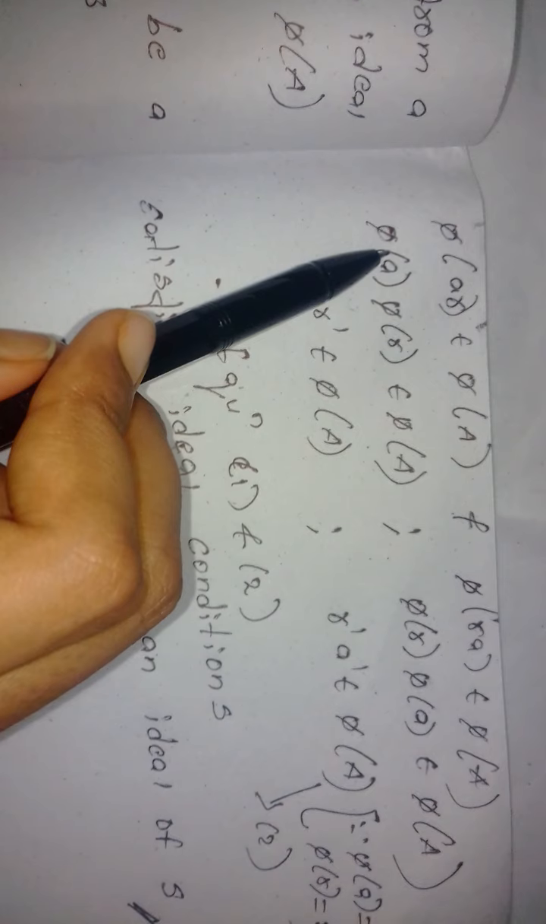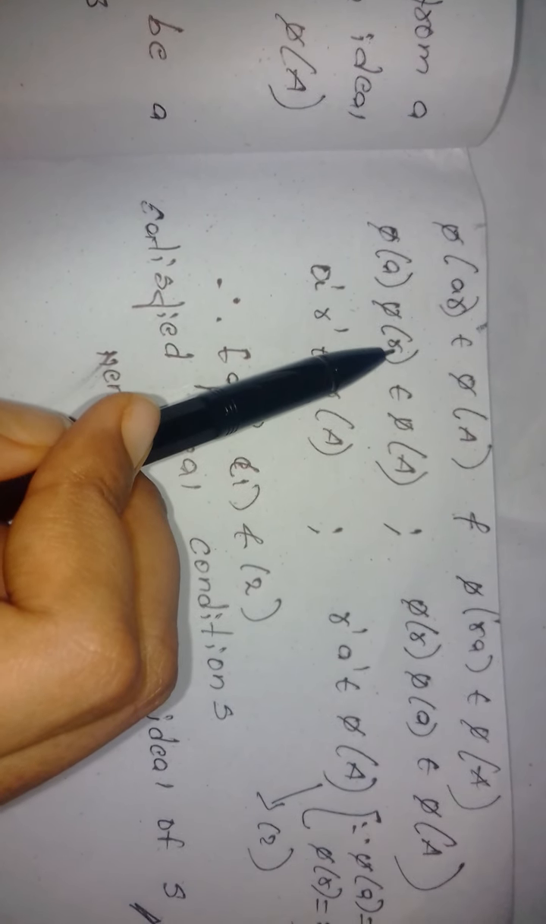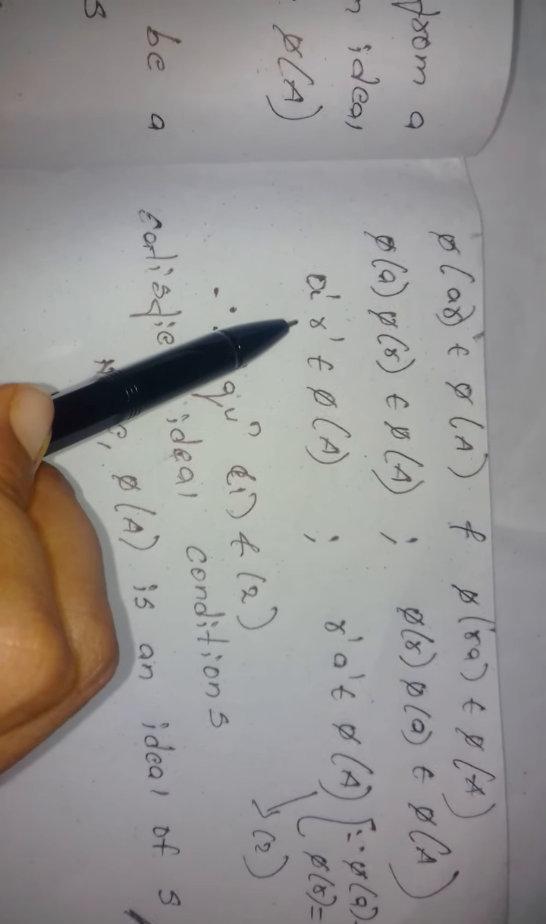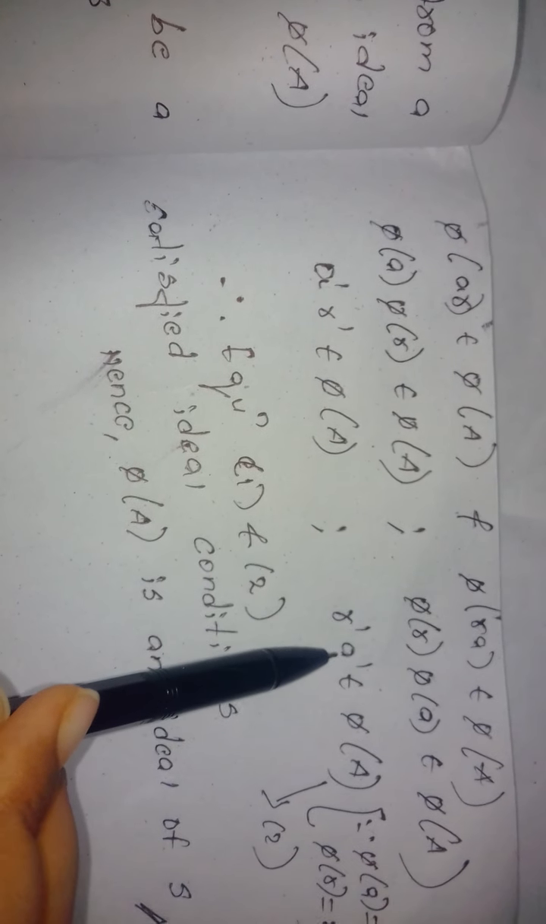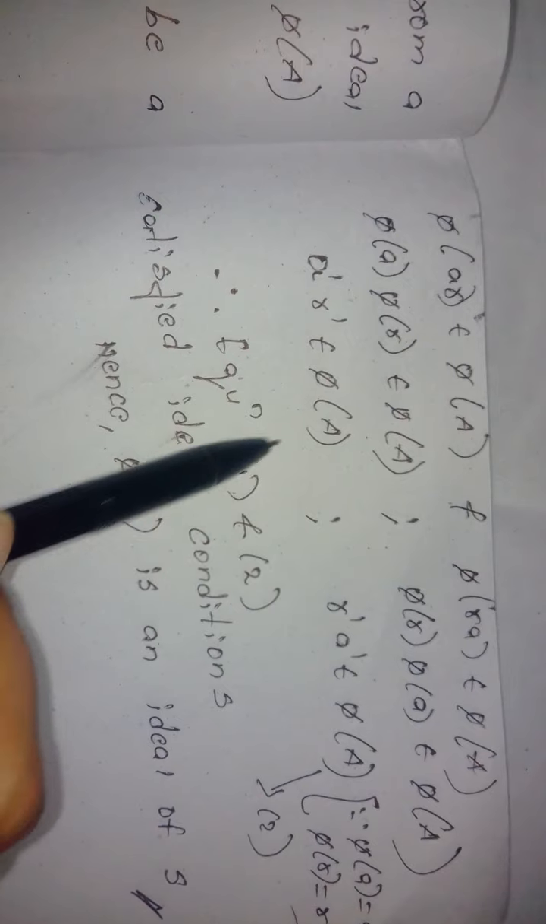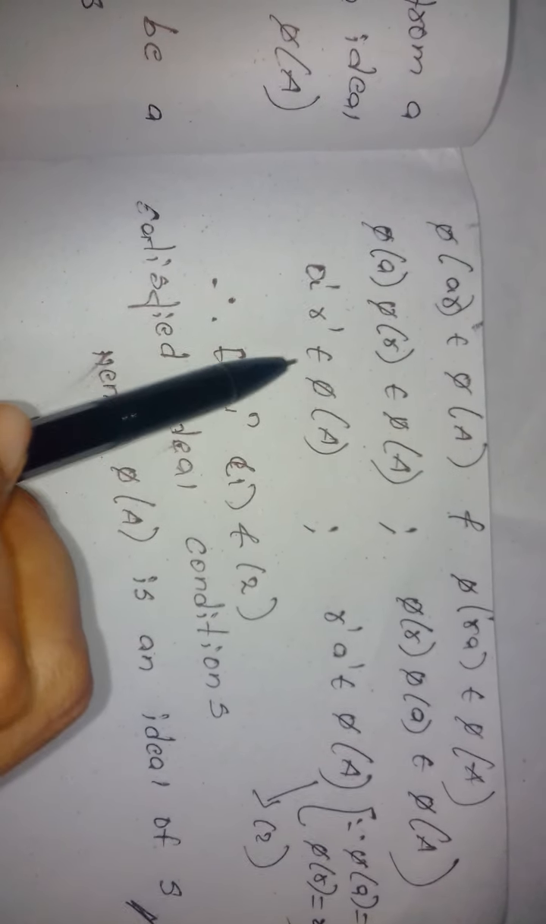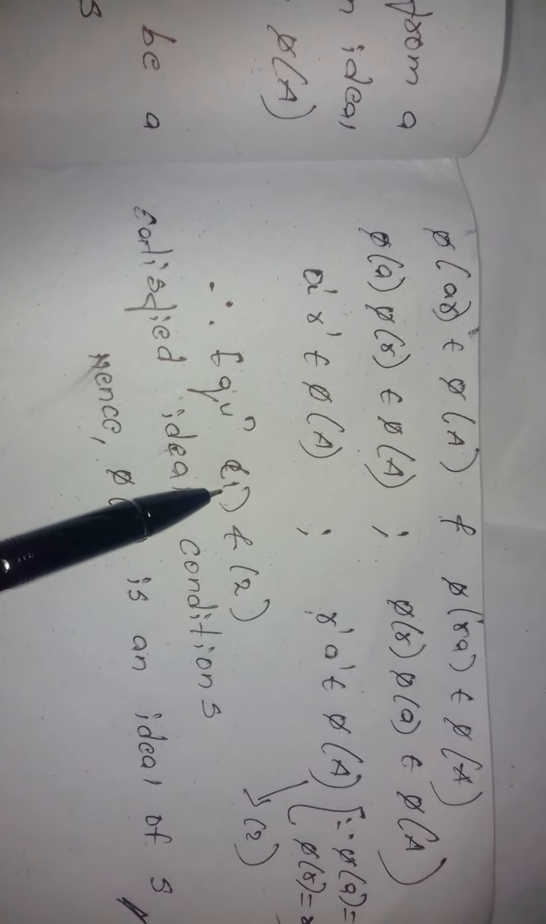Now what is the value of pi of a? A dash. And similarly the value of pi of r will be R dash, which belongs to pi of A. Here also R dash into A dash belongs to pi of A. Now you see, the right ideal condition is satisfied and the left ideal condition is satisfied. Hence, equations 1 and 2 satisfy the conditions of ideals. So we can say pi of A is an ideal of S.